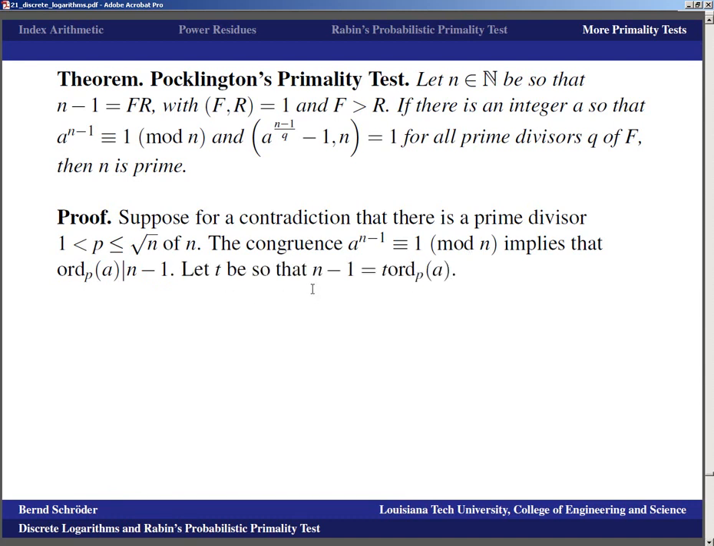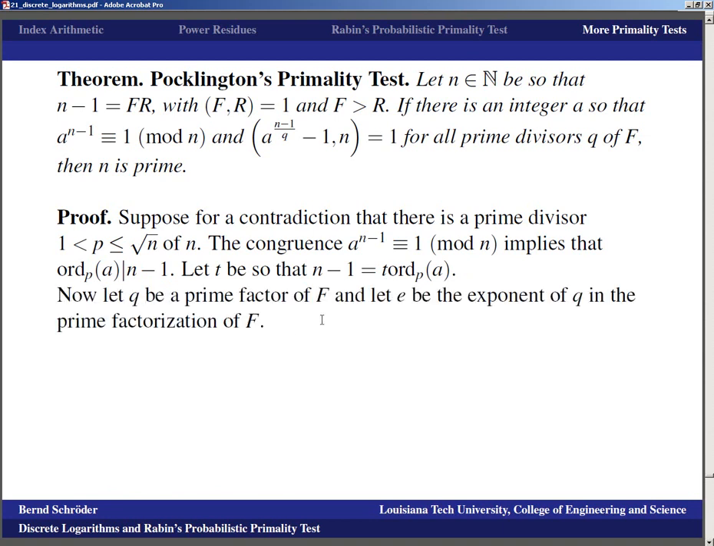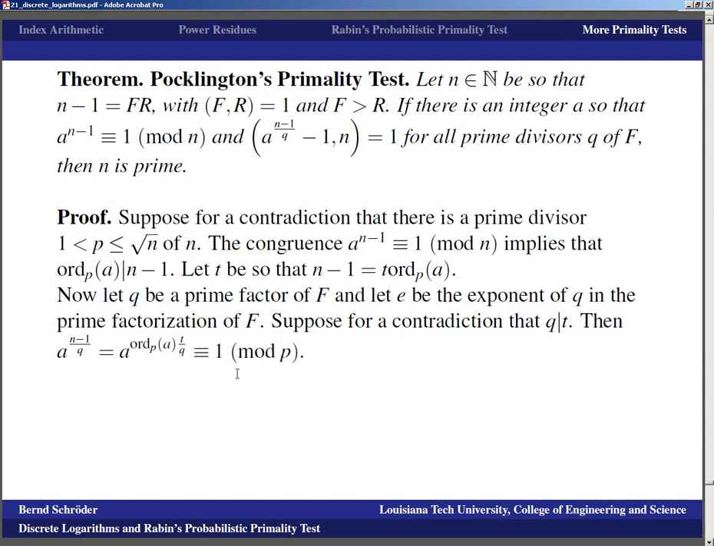And then we take t so that n-1 is t times the order of a modulo p. And we take q to be a prime factor of f, and e the exponent of q in the prime factorization of f. So f is q to the e times more stuff. And let's suppose for a contradiction that q divides this t here. Then a to the n-1 over q, we're going to pawn stuff off again, right? That'll be a to the order of a modulo p times t divided by q. And if q divides t, then this quotient is an integer, so this is a to the order of a modulo p raised to another number. So that's 1 modulo p.